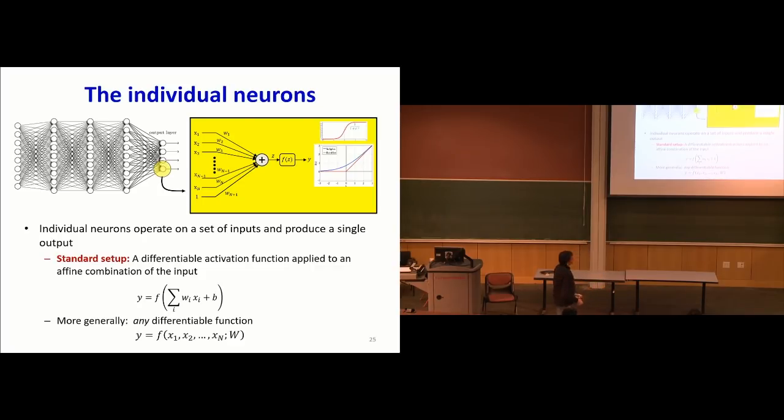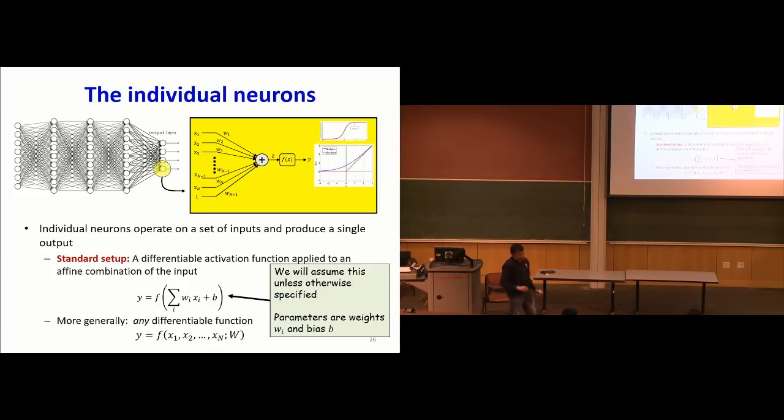Now, this is a specific format. You can actually generalize this. You can think of the entire neuron as an arbitrary differentiable function of the inputs with some parameters. But thinking of it in this manner actually makes things very complicated. We're going to stay with this. This is the standard format that we will use for neural networks.